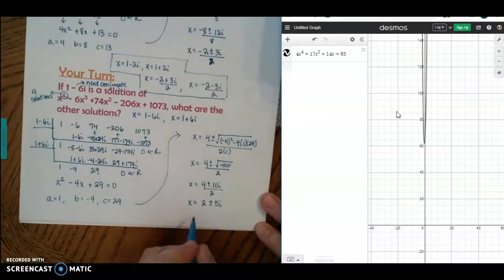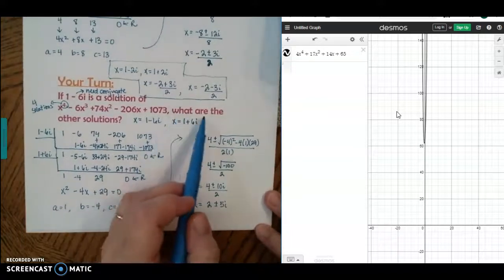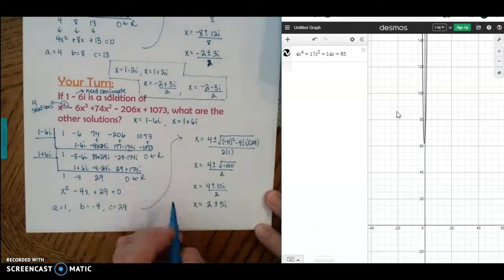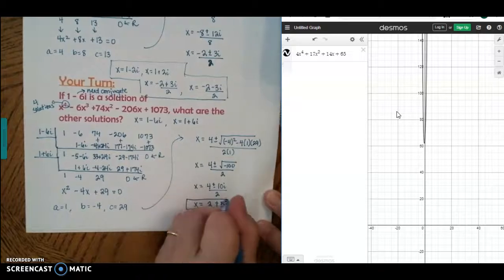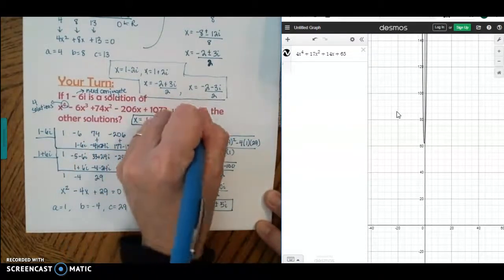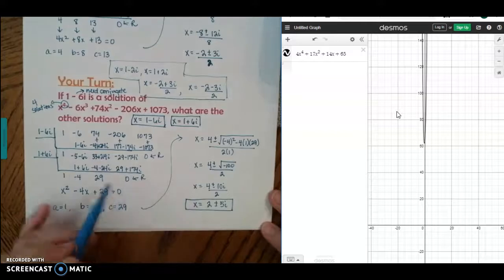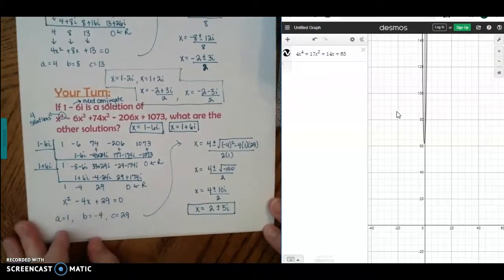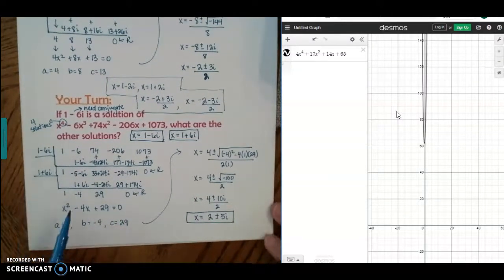So technically the question said, what are the other solutions? So the other two solutions are right here. But all 4 solutions, I'll box all 4 off. So just be careful what the question's asking you for. So that's how you apply the fundamental theorem of algebra to answer all of your questions.